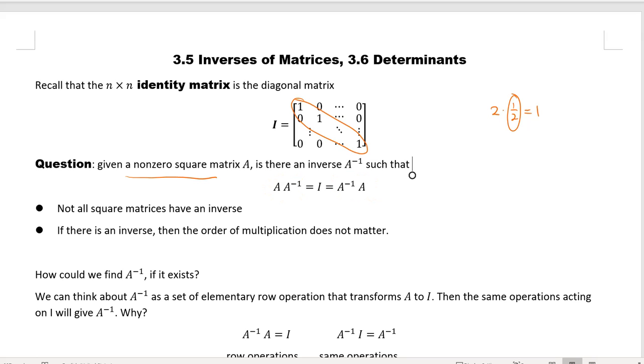And it turns out not all square matrices have an inverse. Okay? And if there is an inverse, then the order of the multiplication does not matter. You can see A times A inverse is the same as A inverse times A. They both equal I. Okay?